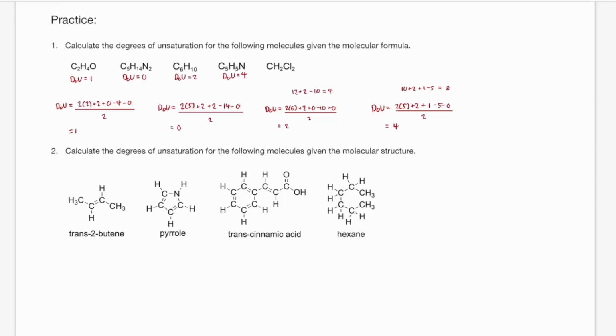Finally, in CH2Cl2, there is 1 carbon, 2 hydrogens, and 2 chlorines, but 0 nitrogens. Plugging these values into our formula, we get the degrees of unsaturation equal to 2 times 1 plus 2 plus 0 minus 2, all over 2, which gives us a final value of 0. Hence, we can conclude that the molecule has 0 degrees of unsaturation.